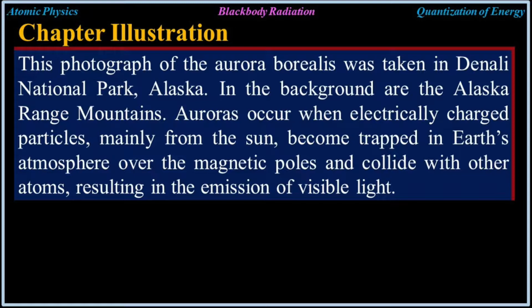This photograph of the aurora borealis was taken in Denali National Park, Alaska. In the background are the Alaska Range Mountains. Auroras occur when electrically charged particles, mainly from the sun, become trapped in the Earth's atmosphere over the magnetic poles and collide with other atoms, resulting in the emission of visible light.